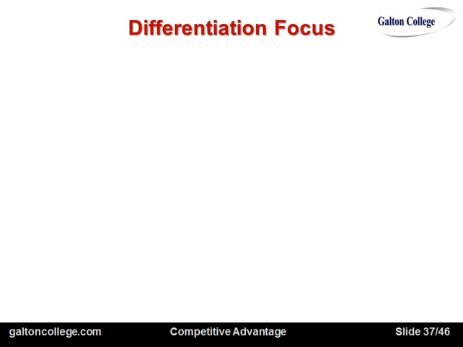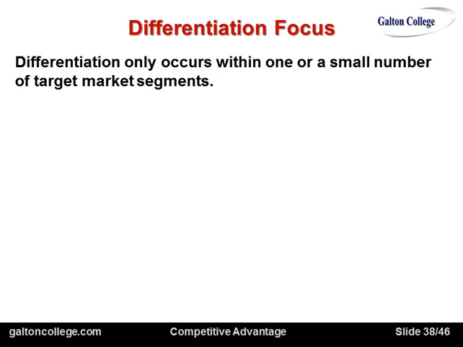A differentiation focus is to gain an advantage through differentiation. Differentiation only occurs within one or a small number of target market segments. So generally speaking, there is a standard product and then there is a differentiated product that goes with it. So there's a standard car, a standard BMW car, and then it may be customized, it may be differentiated also. So the company's selling, if you like, two products, the standard one and the differentiated one.